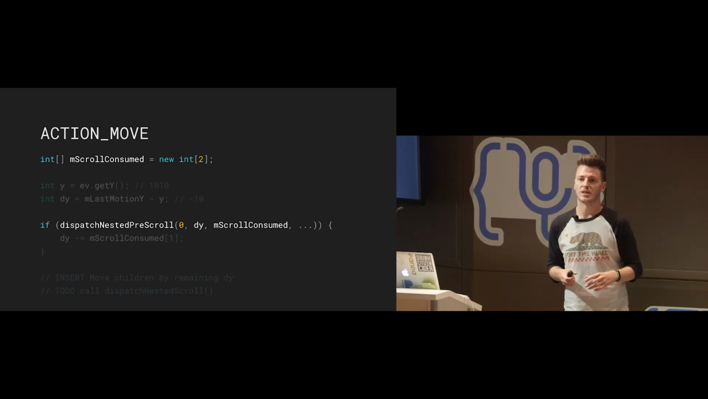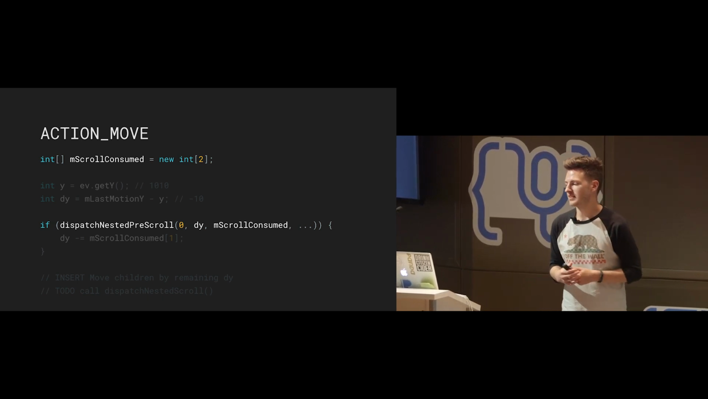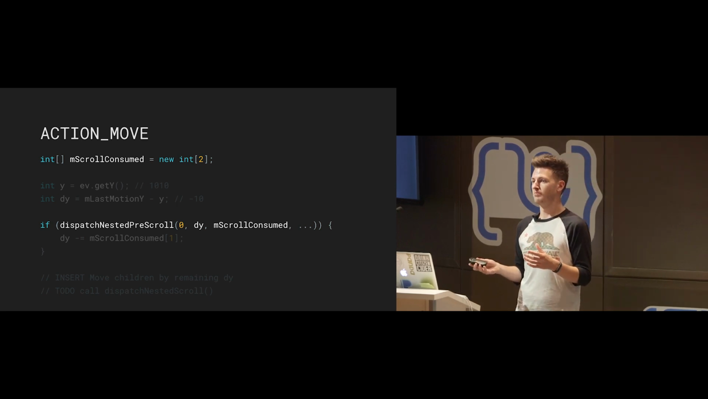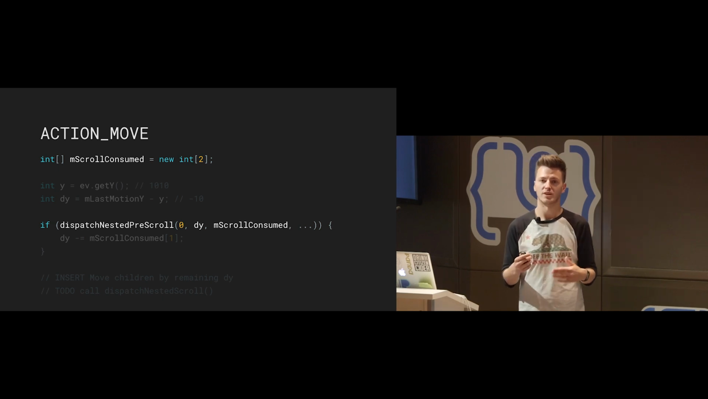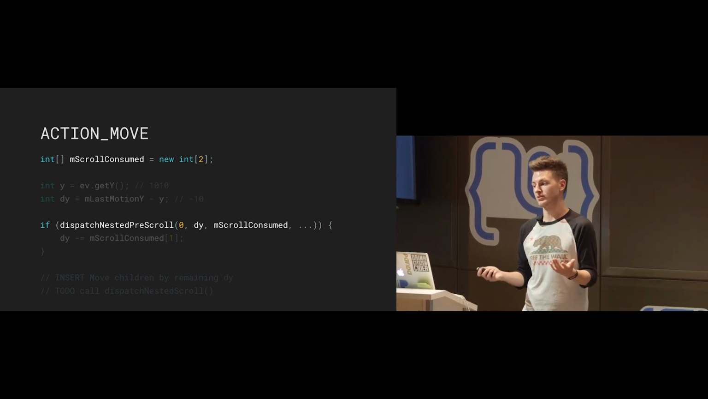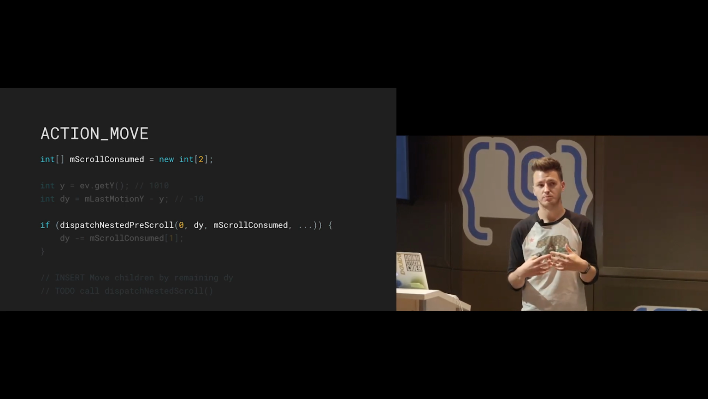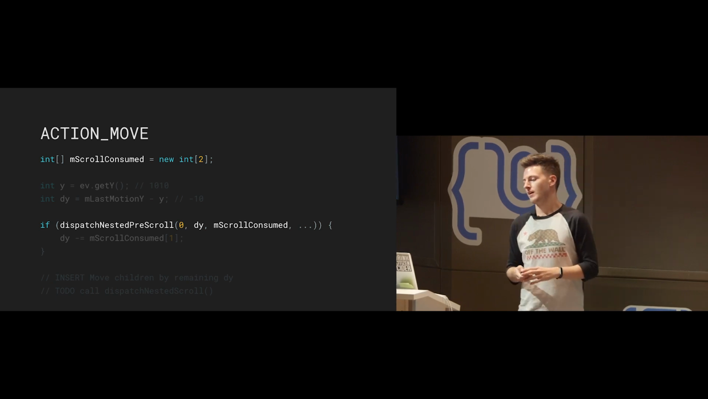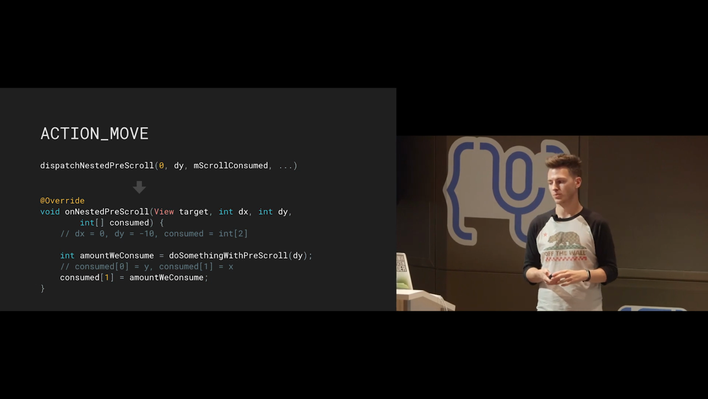The first thing to see is that we now have this new int array at the top, and that just has a length of 2. The reason we have that is that it's passed straight through into dispatchNestedPreScroll. This is to work around the fact that we can't return multiple things from a method. So we're passing this int array to the parent, and the parent writes what it wants to consume into it. That's how we actually get the result back. So once that is called with the dy, so we've calculated what the dy should be, we're going to let the parent have first refusal on actually consuming some of that event. So that method is called, and then the parent's onNestedPreScroll method is called.